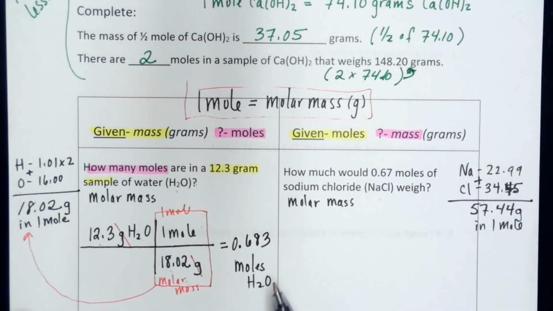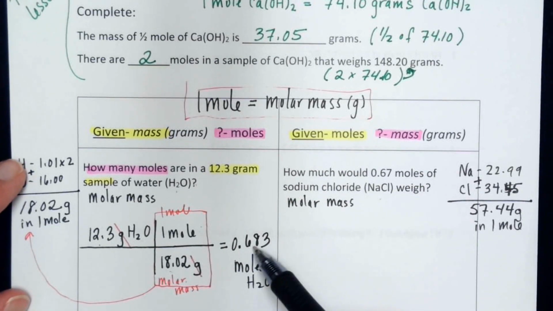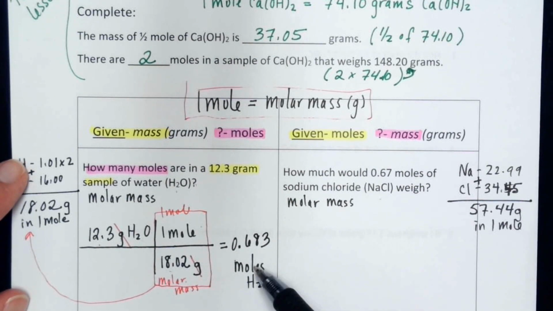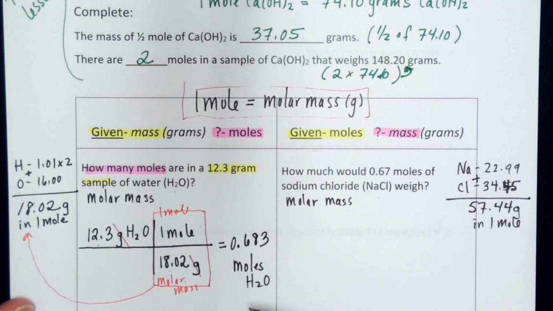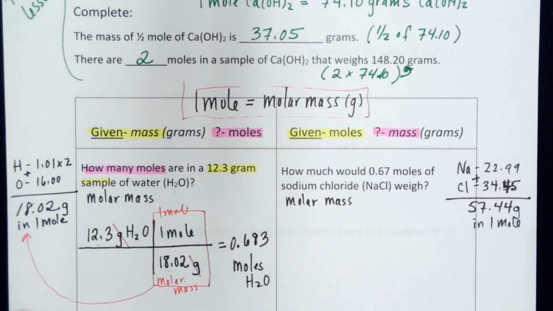Moles of water is the same thing as 12.3 grams of water. So if I had a bag of water and it was labeled 0.683 grams, or sorry, moles, what if you had a scale, you plop it on there, it would equal 12.3, just like we did when 1 mole of water was equal to 18.02. Okay, next, let's try the other one.